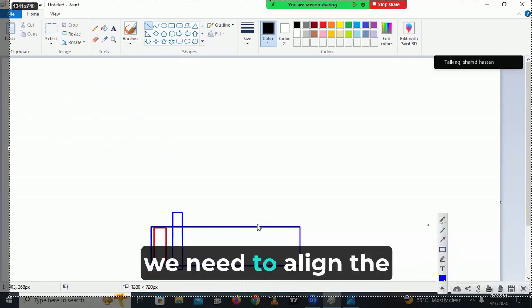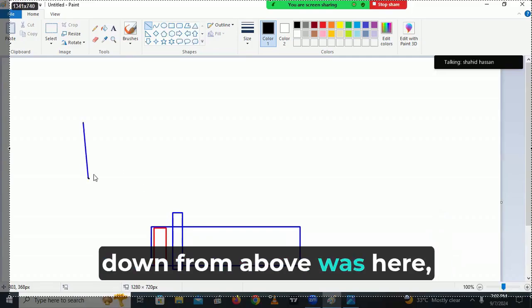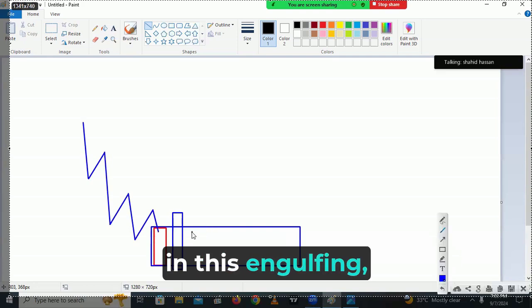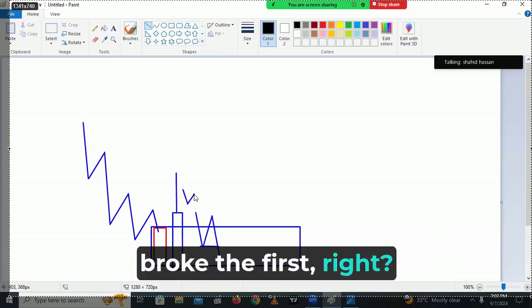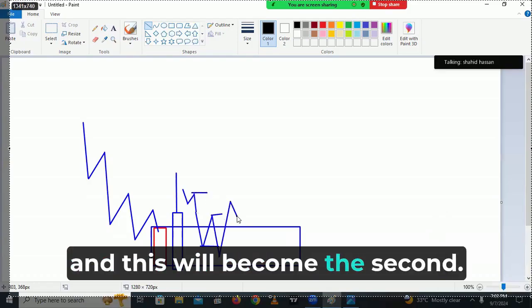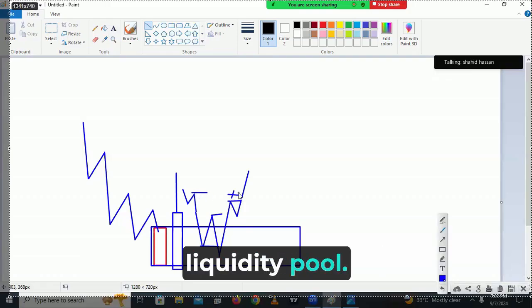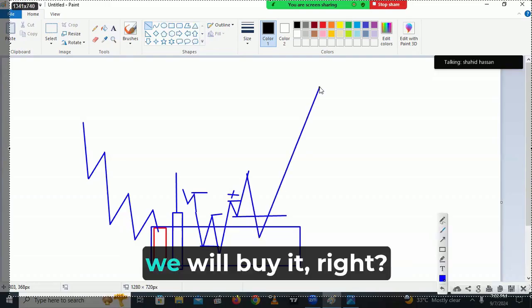To verify, we need to align the structure with it, that the market trend coming down from above was here, the trend coming down, right? And the trend that broke in this engulfing broke the first, right, and broke the second, meaning this will become the first and this will become the second. You don't have to make it second. That would be wrong, and this will be the liquidity pool. As soon as the market falls into its engulfing zone, we will buy it, right?